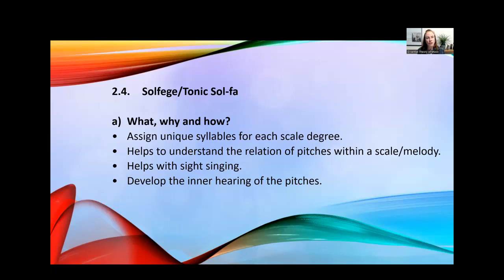I've seen it so often that learners who know tonic solfa are much better at identifying and singing intervals and triads than those that are looking at the sheet music and are just trying to sing that triad or that interval. Okay, so what it really does is it trains your ear. It develops that inner hearing of pitches, which merely looking at sheet music doesn't do.